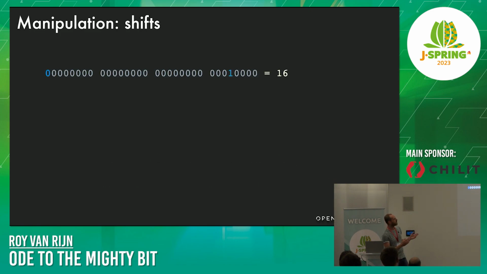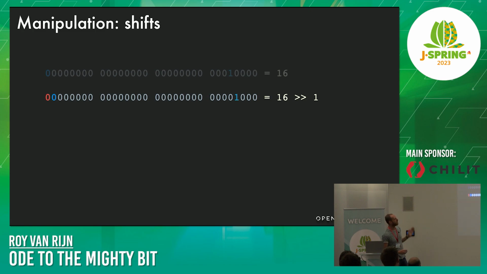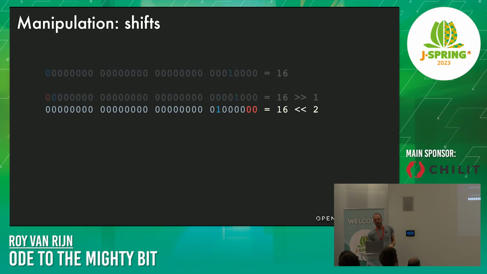So, something about shifts. If we have this number 16, there's just a single bit. If we shift it to the right, that's the same as dividing by 2, so this is 8. And you can see that we're actually shifting in a 0 there. If we shift 2 places the other way, it becomes 64. Yeah, very good. And you can see we're shifting in zeros from that side.